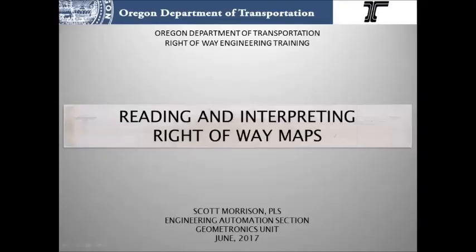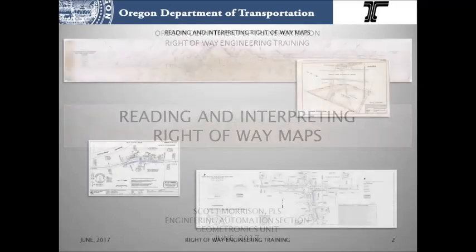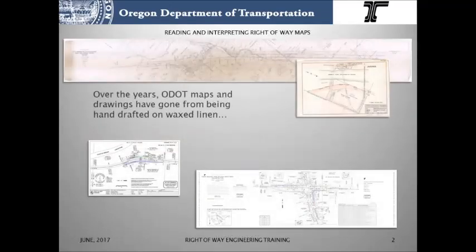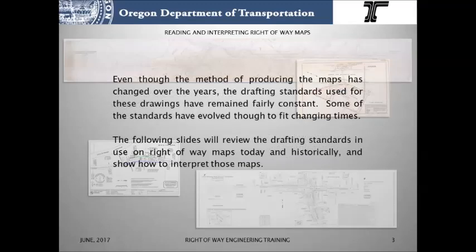Reading and interpreting right-of-way maps. Over the years, ODOT's maps and drawings have gone from being hand drafted on waxed linen to being produced electronically by computer. Even though the method of producing the maps has changed over the years, the drafting standards used for these drawings have remained fairly constant. Some of the standards have evolved, though, to fit changing times.